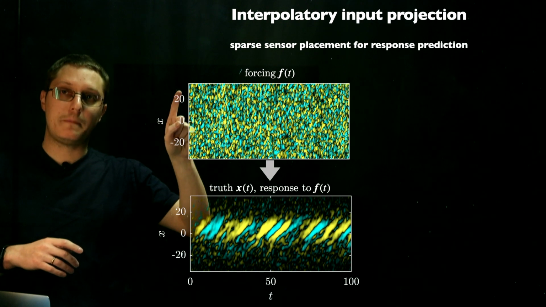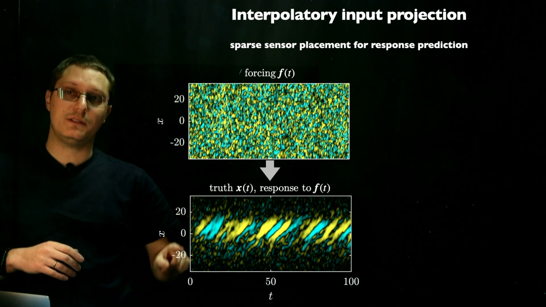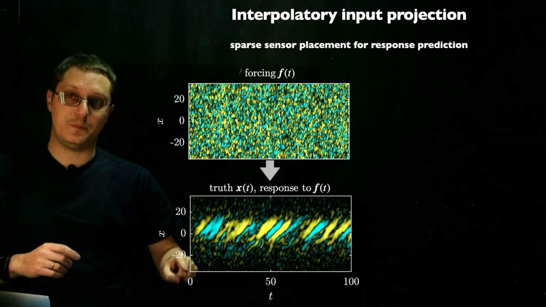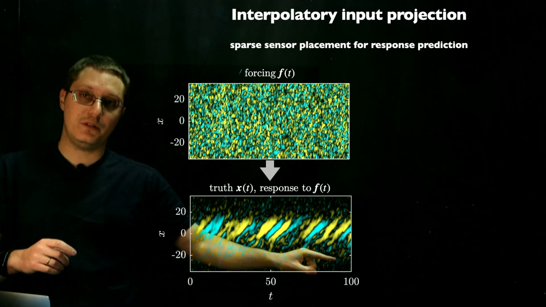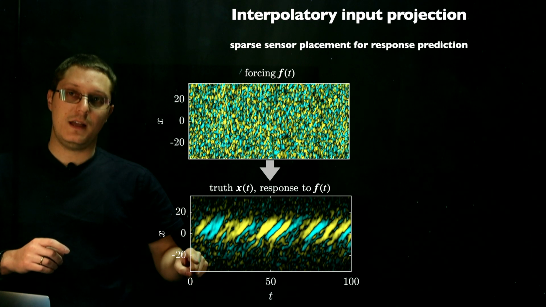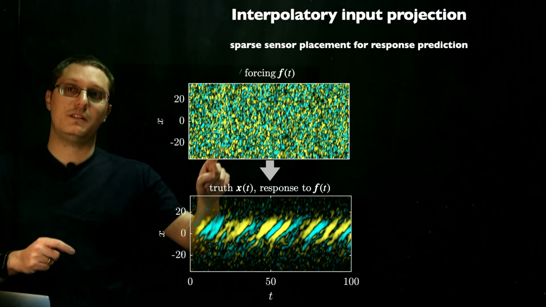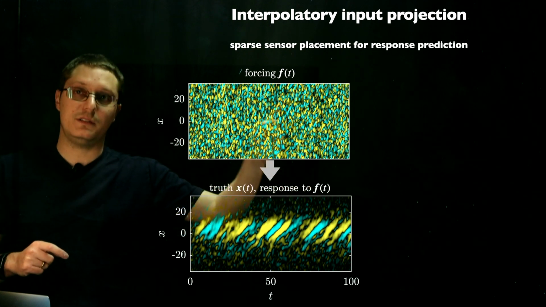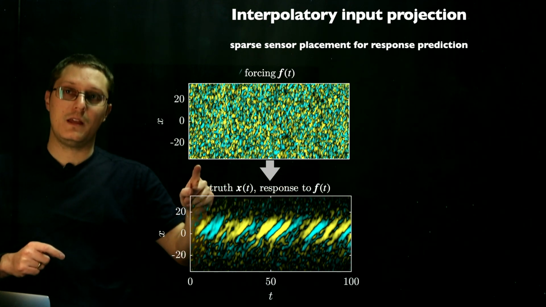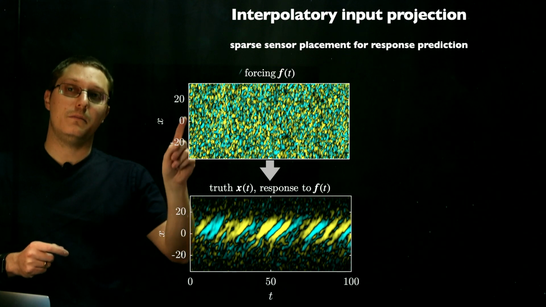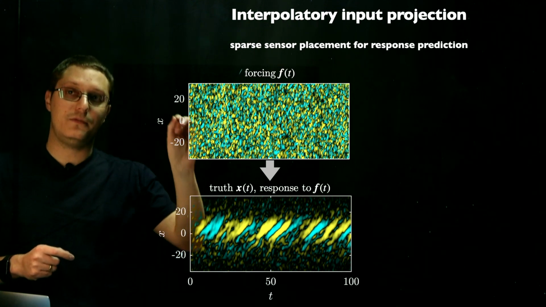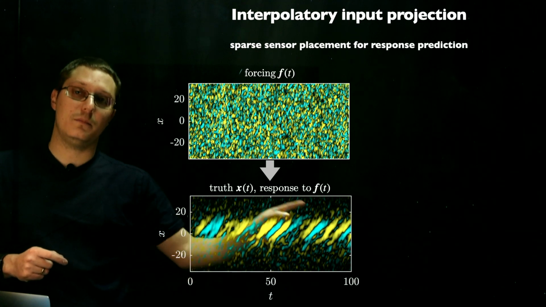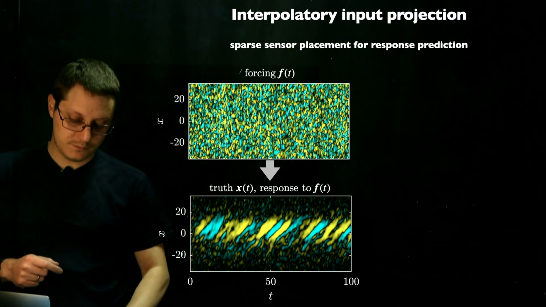So this is the Ginzburg Landau equation. This is the linearized Ginzburg Landau equation, which is a PDE. So this is space, and this is the temporal response of the system. And this is a linear system that's being forced by white noise. So this is the forcing signal. This is the white noise forcing. So what we want is to measure this forcing field only at a few spatial locations and be able to predict the energetic parts of the response.